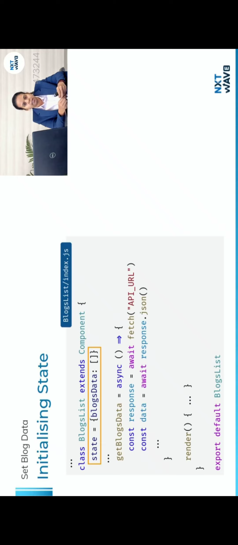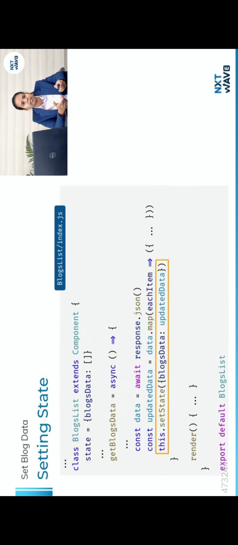So later on, once the API call is done and we have the updated data, we have to set this state, right? So we are doing that. So this.setState of the blocksData with the updated data. Okay, so with this we have updated the state.